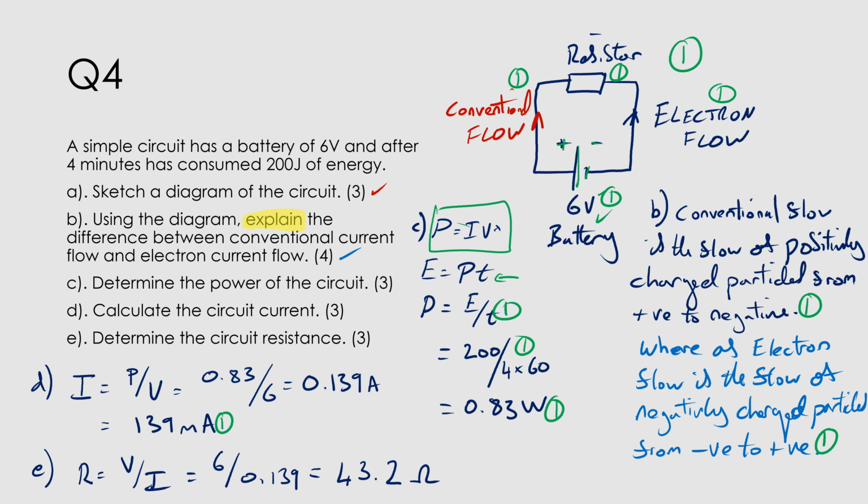Then for resistance, we've got R as V over I, in this case 6 for a voltage of 6 volts, divided by our current that we just worked out of 0.139 amps, and that gives us 43.2 ohms of resistance. So we've got our final answer with units, we've got our substitution, and we've got our formula here.